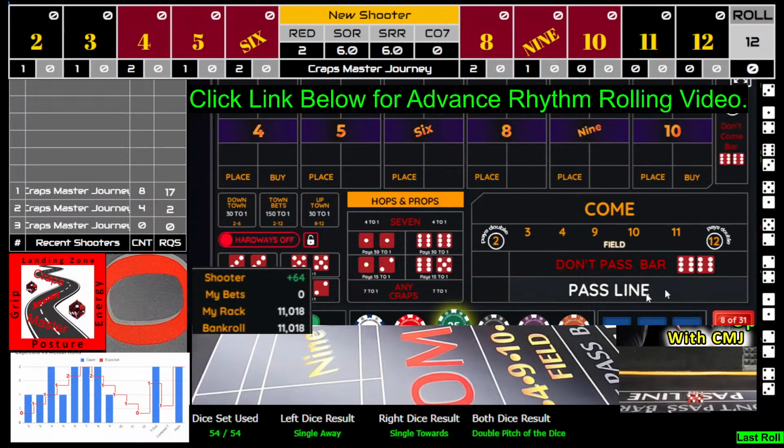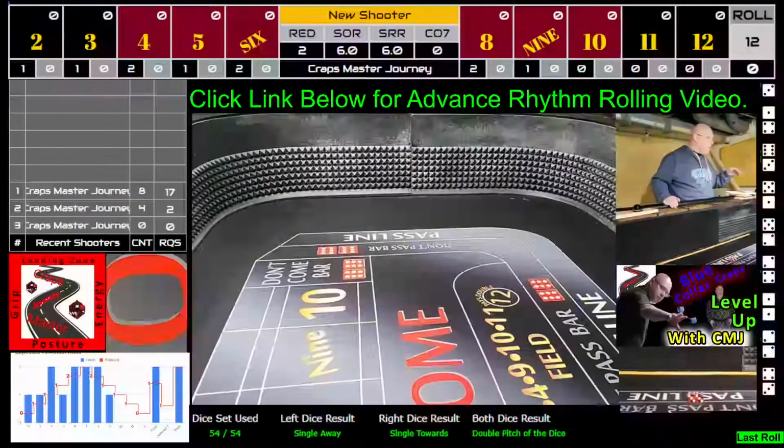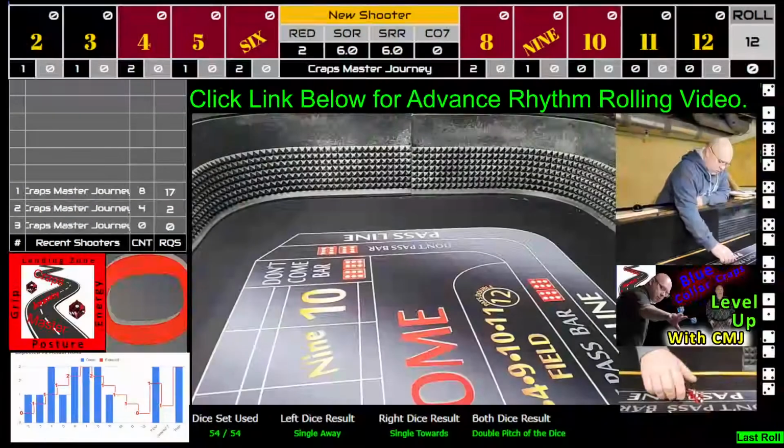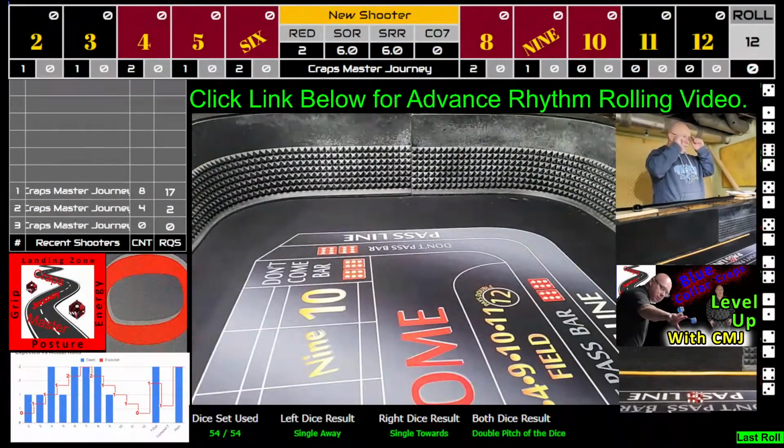Shooter number 3. I apologize for that, everyone. We gotta work this out here. 5-4-5-4. That was a double pitch. Our last 7 was a double pitch. So let's go over to the 5-4-2-3 set. That was a relatively close time period there. All bets set and dice out.